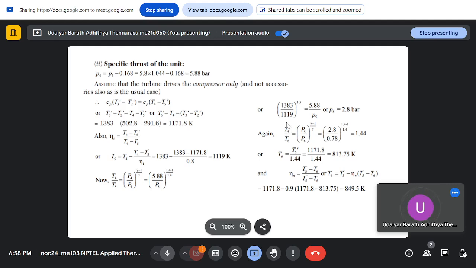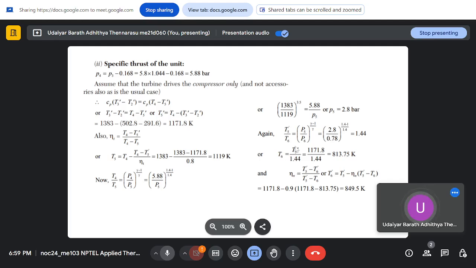So now I know P5. Now I have to estimate the exit condition in the nozzle. To do that, I assume that the nozzle is an isentropic process. So again T5 dash by T6 equals P5 by P6 raised to power gamma minus 1 by gamma. So this will become 2.8 by 0.78 raised to power 1.4 by 1.4. So this is equal to 1.44.